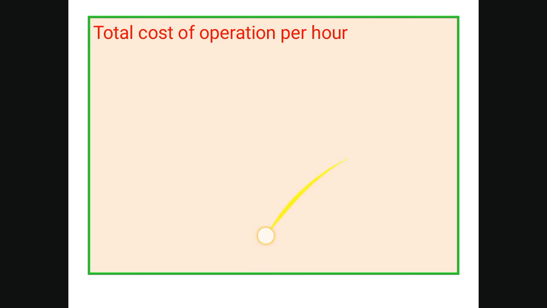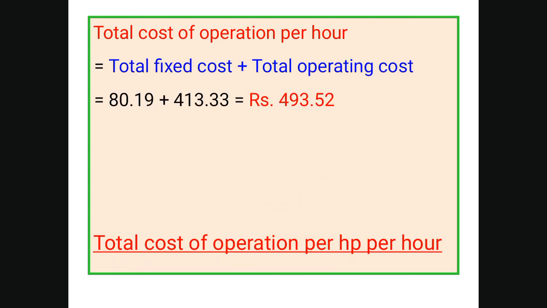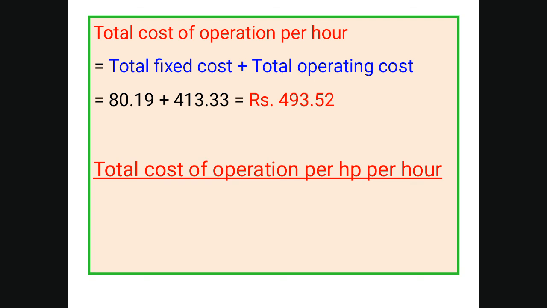Therefore, the total cost of operation per hour is total fixed cost plus total operating cost. We get 493.52. Therefore, the total cost of operation per HP hour is calculated. We get 40.